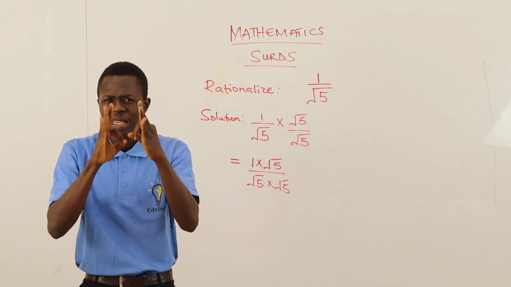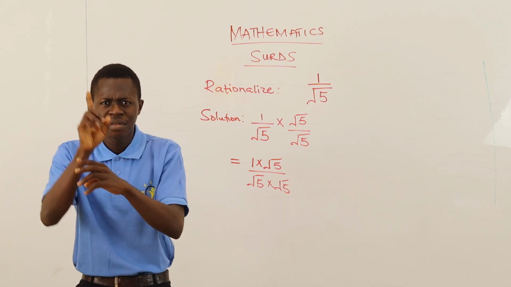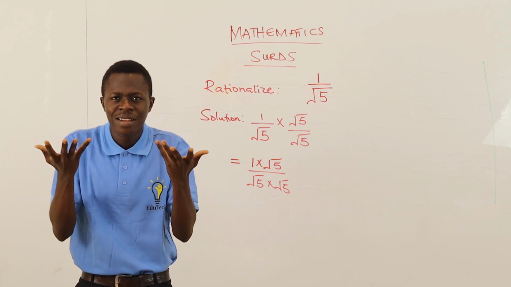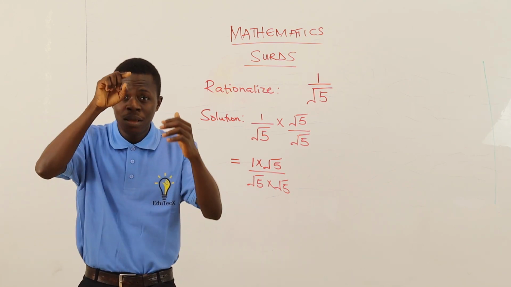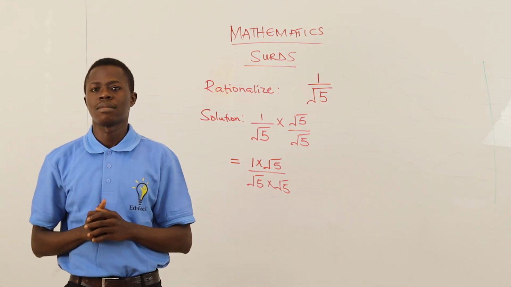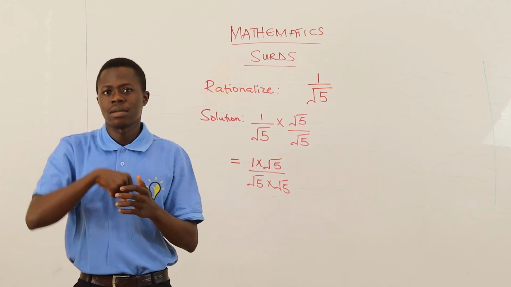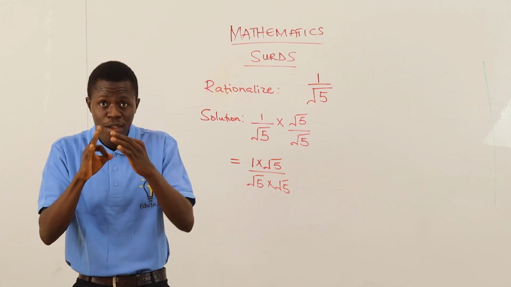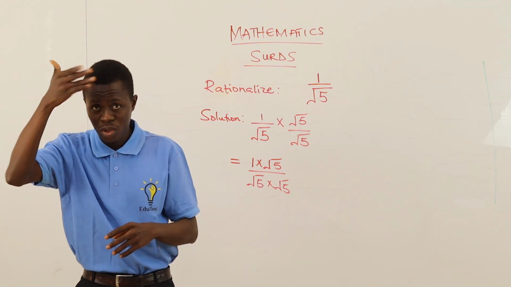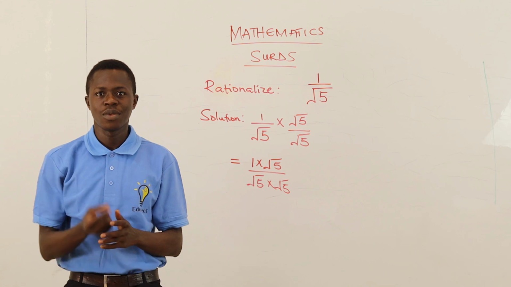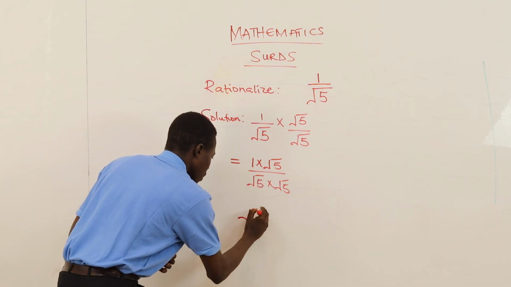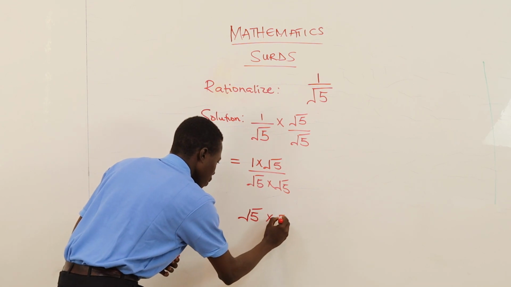Now let me ask you another question. Focus on the denominator now: square root of 5 multiplied by square root of 5. What answer would that give us? Yes, this can help us to get rid of the square root sign. Square root of 5 multiplied by square root of 5, when we are able to perform that operation, will help us to get rid of the square root sign. Now let's look at how this is done.